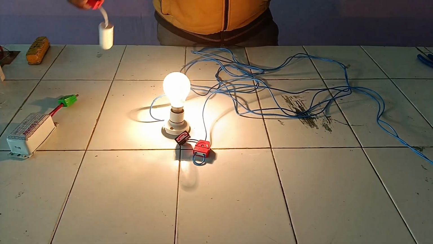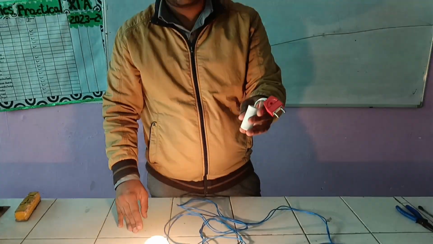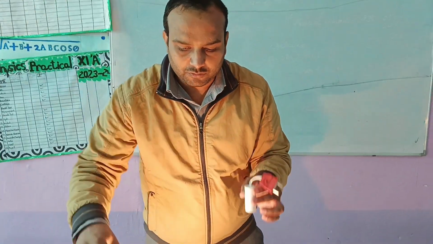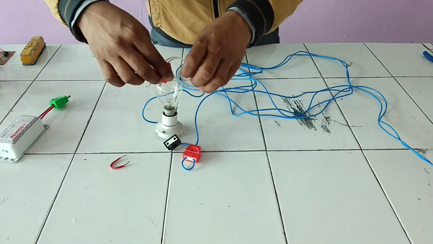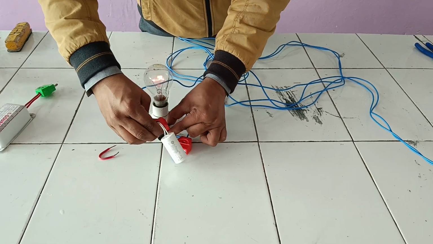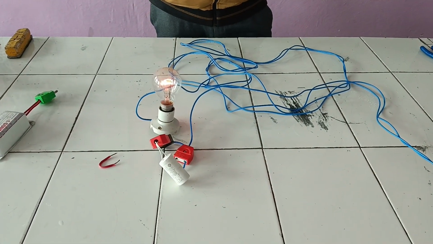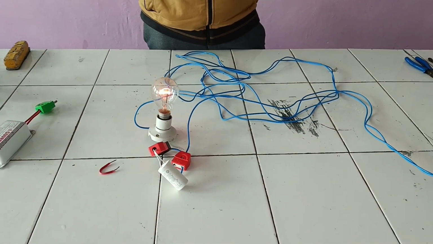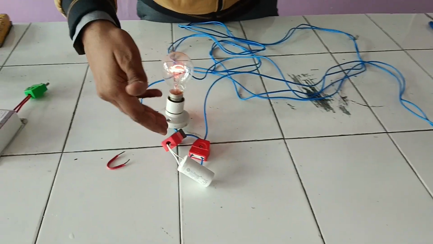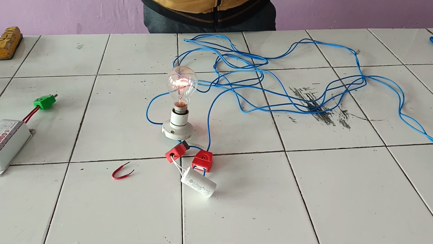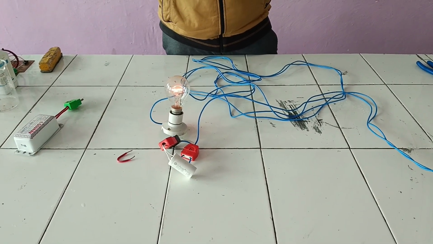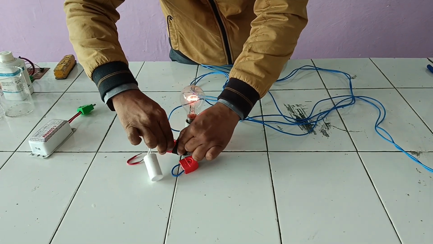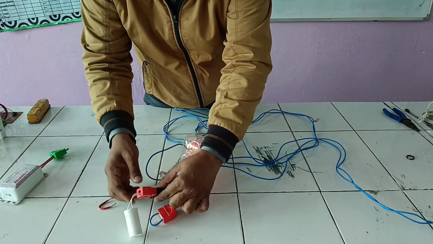Now if I introduce a capacitor in the circuit, as we know, a capacitor provides capacitive reactance. So I will take it out and insert the capacitor. Now observe the brightness. The brightness of the bulb decreases. What does it mean? That the capacitor is providing some resistance named capacitive reactance. I will again take it out. The brightness decreases, which means current decreases.